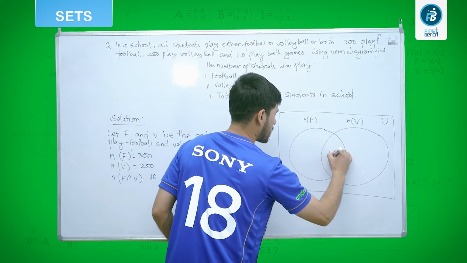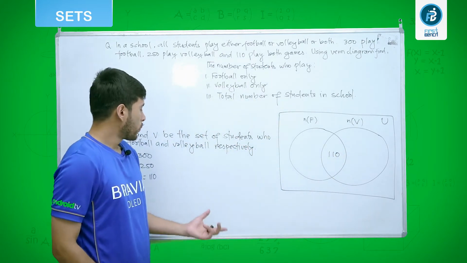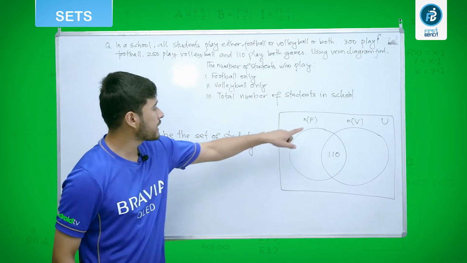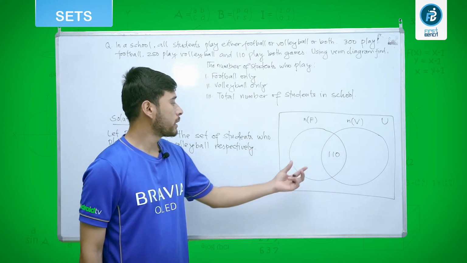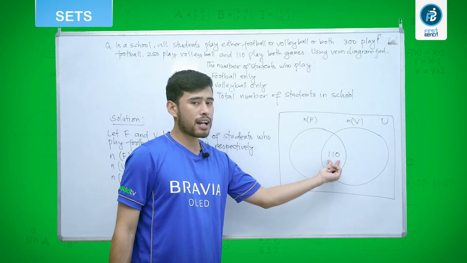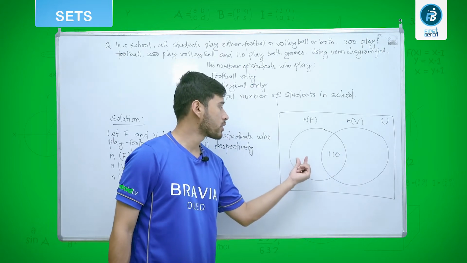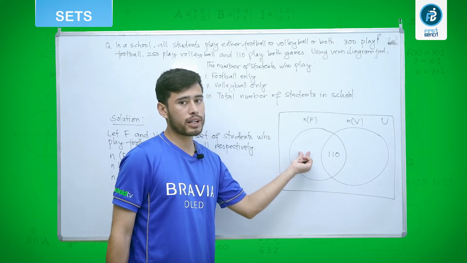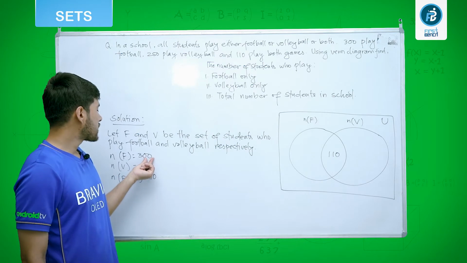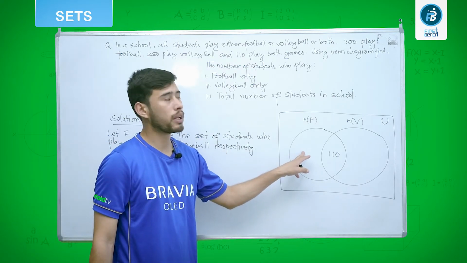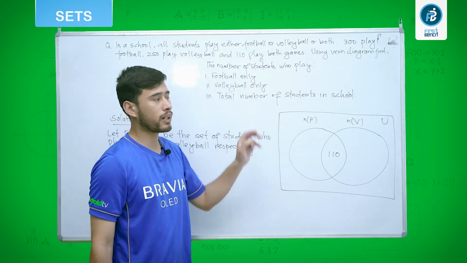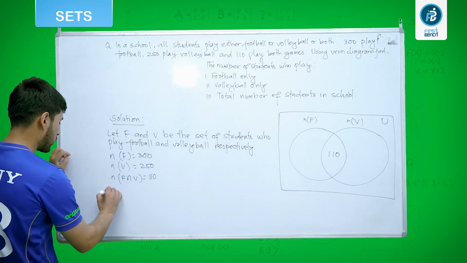So let's write 110. We just knew all this F part, that is the number of students playing football, is 300, but here 110 are already included in the common part. So the remaining number of students, which we get by subtracting 110 from 300, is the number of students who play football only. So this is our required answer. So let's go to the solution for number 1.